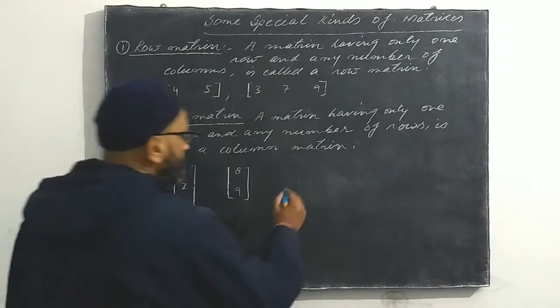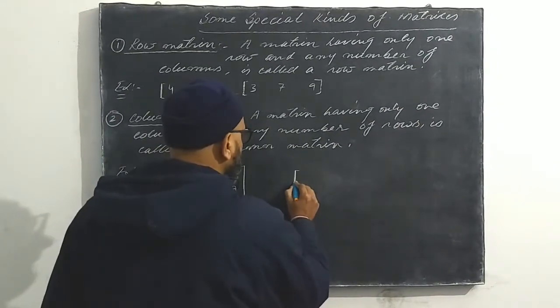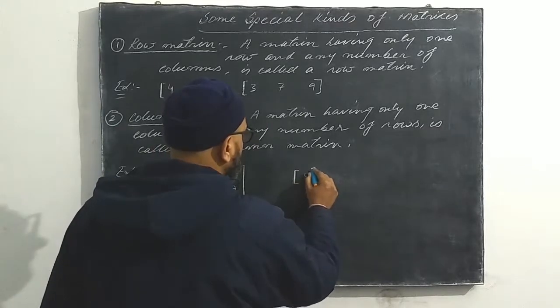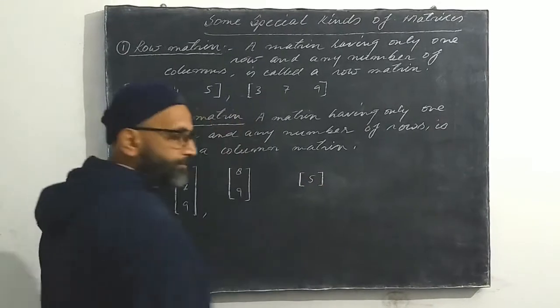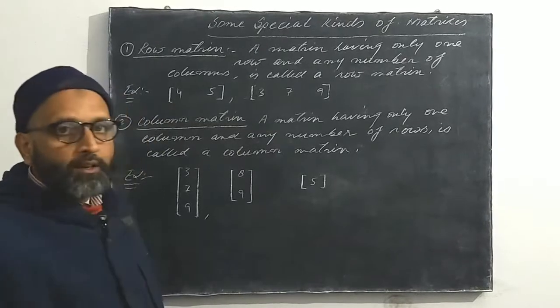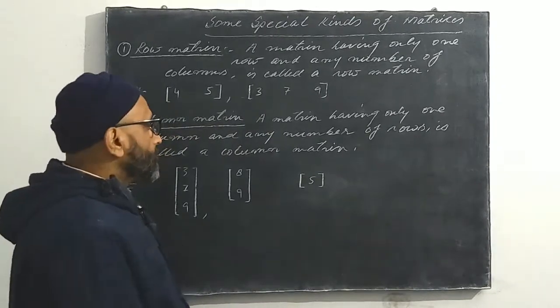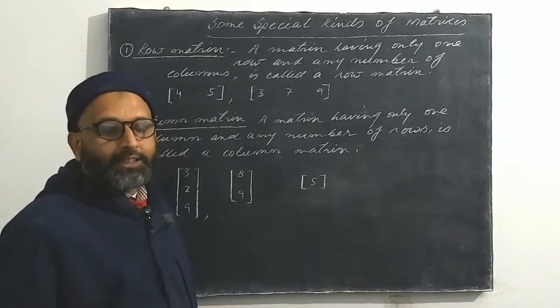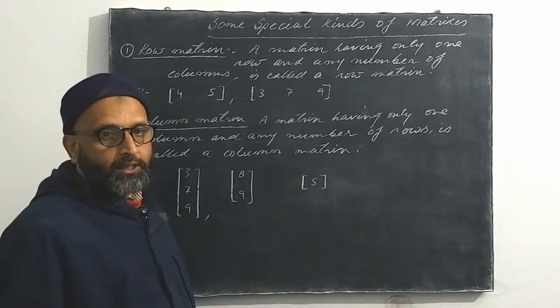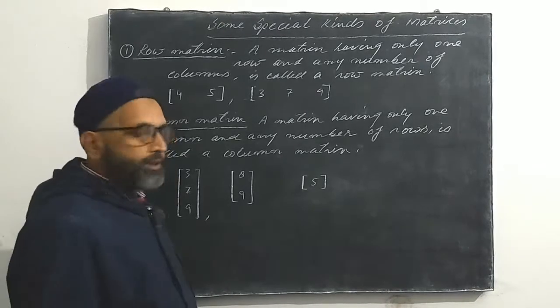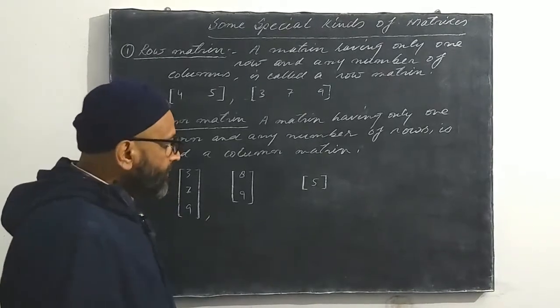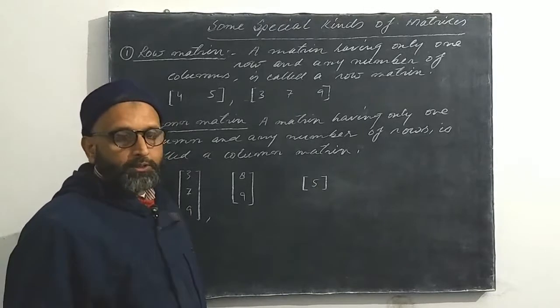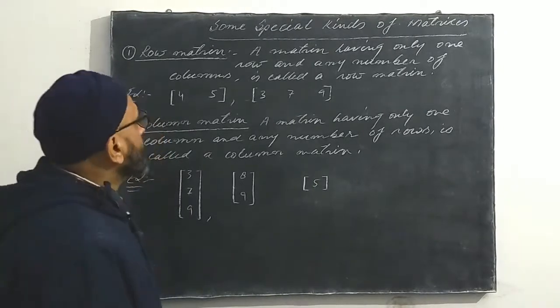Yes, a question must arise in your mind that if it has only one element, what do we call it? Because it has only one row and one column. So the answer is, this is a row matrix as well as a column matrix, because it satisfies both the definitions. So it may be termed as a column matrix or a row matrix.